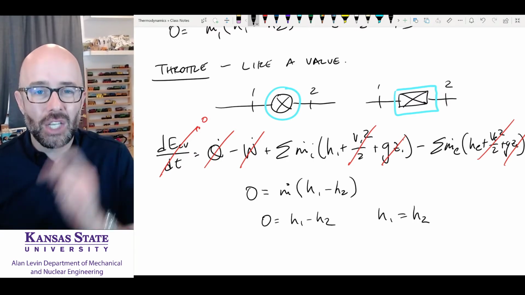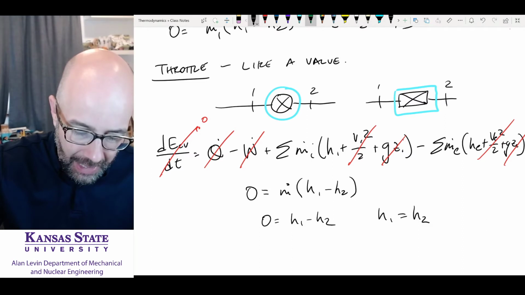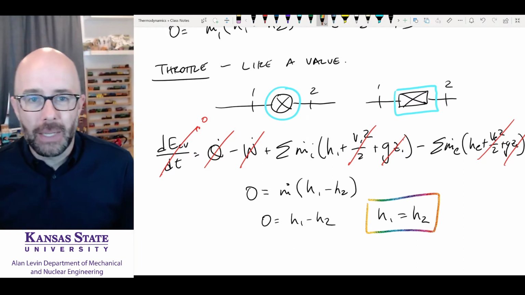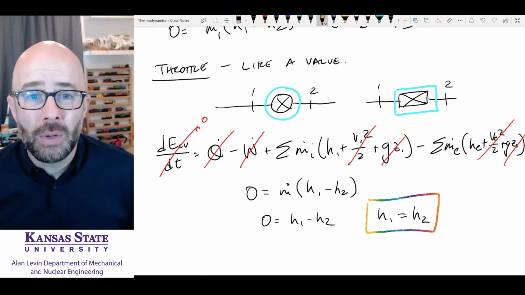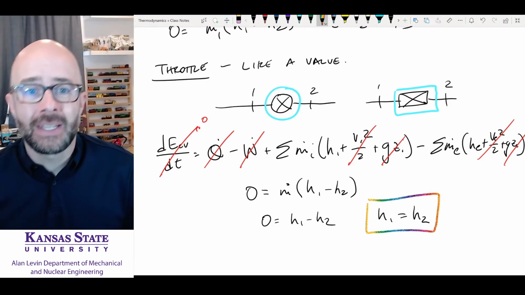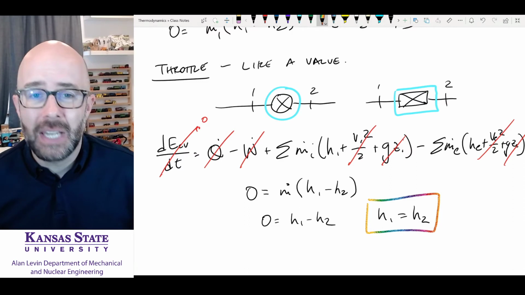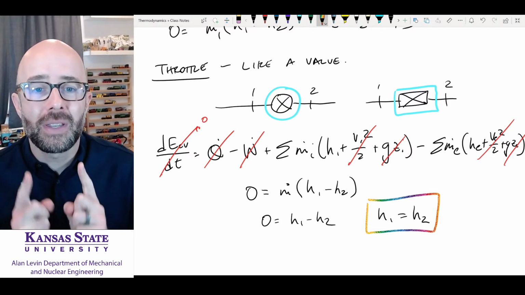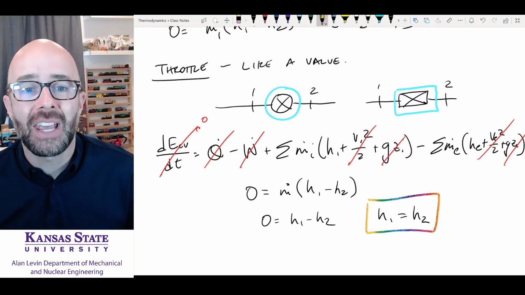Okay, and this is what you can memorize about a throttle. I think I even put it on the equation sheet. The enthalpy coming in is equal to the enthalpy coming out. Now that's the only thing you can say, that the enthalpy coming in is equal to the enthalpy going out. You can't say the temperature coming in is equal to the temperature going out. You cannot say the pressure coming in is equal to the pressure coming out. The only thing you can say is that the enthalpy coming in is equal to the enthalpy going out.